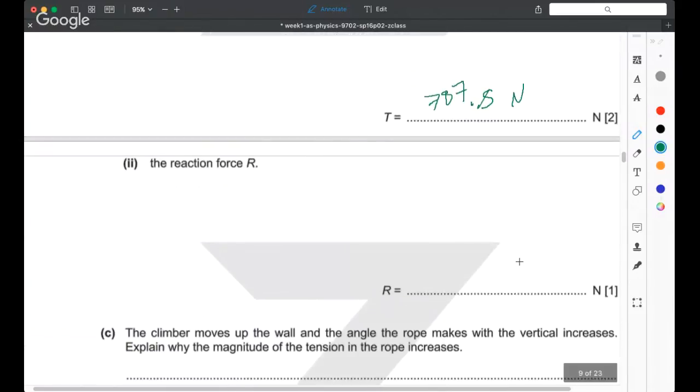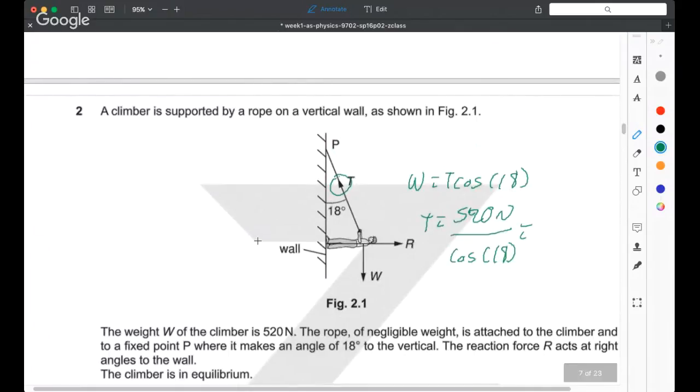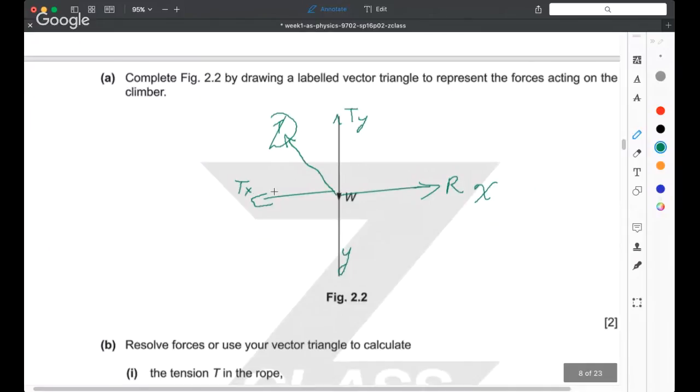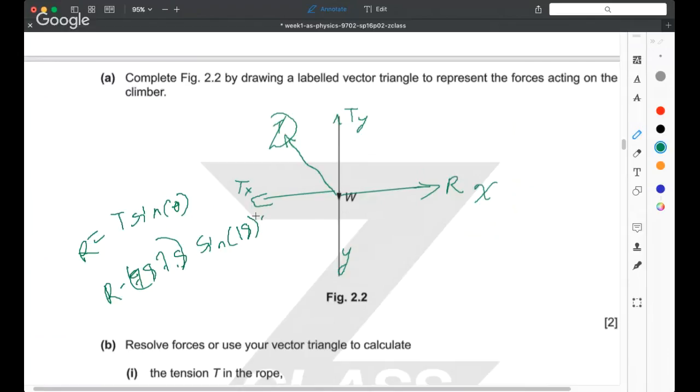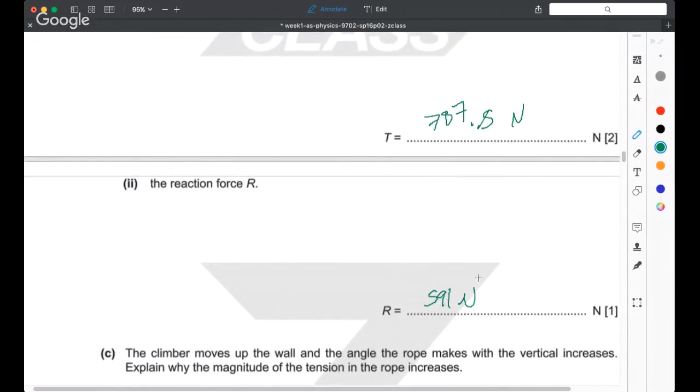Reaction force R. That's the X component, so it'd be T sine 18, because it's the opposite, not Y. So T_x is T sine 18, and that will be R. We already have the value of T, so R will be 787.5 times sine of 18 degrees, right? That's 591 newtons.